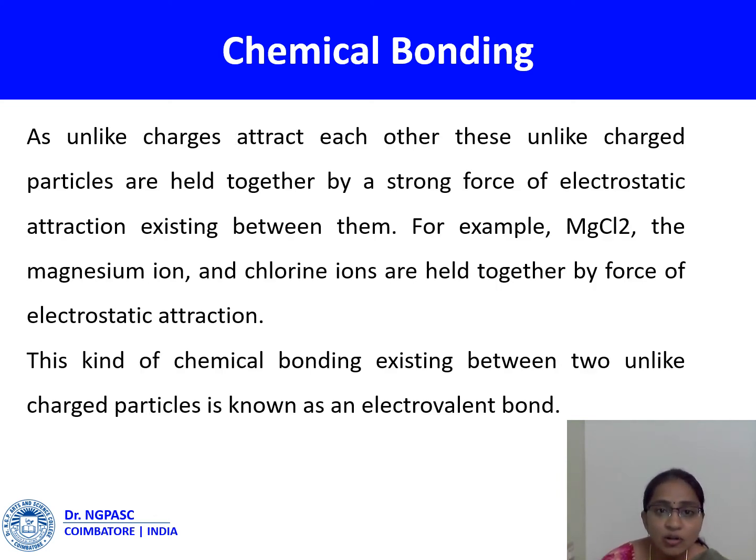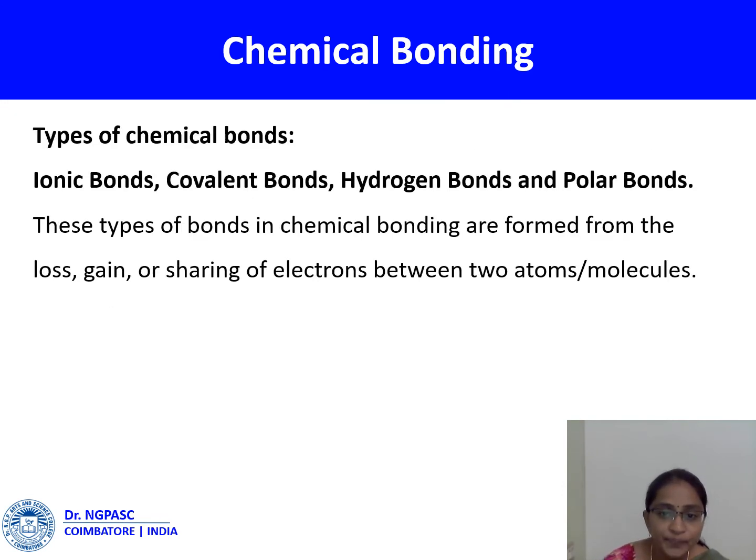As unlike charges attract each other, these unlike charged particles are held together by a strong force of electrostatic attraction existing between them. For example, magnesium chloride. The magnesium and chlorine ions are held together by the force of electrostatic attraction. This kind of chemical bonding existing between two unlike charged particles is known as an electrovalent bond.